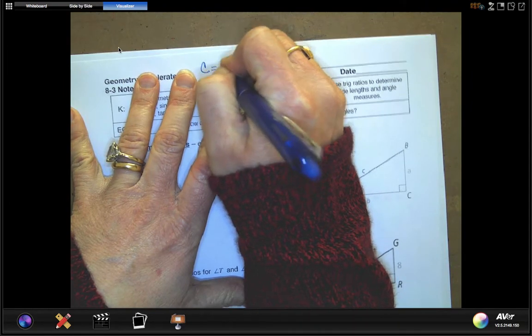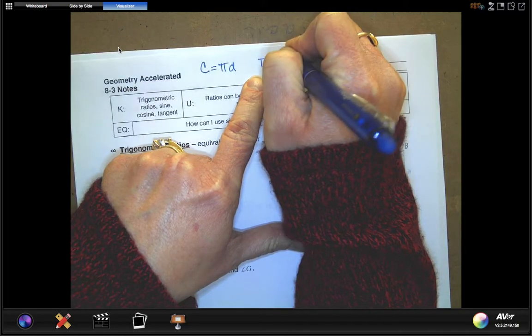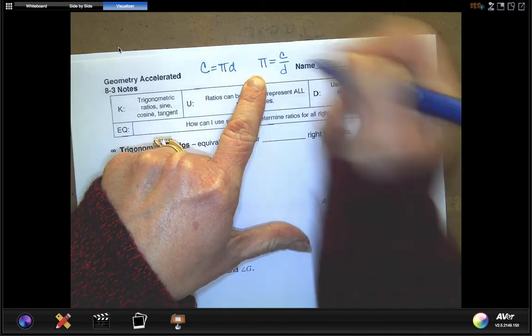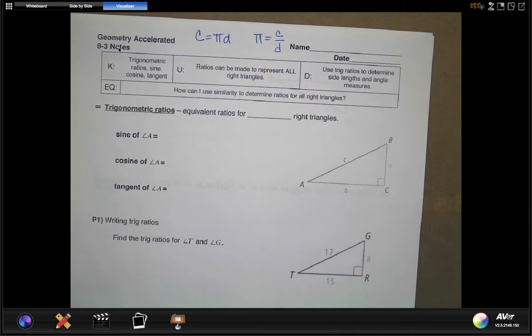All right, so here we are in section 8.3. Okay, so what I want to start off by saying to you is just reminding you, if I talk about the circumference of a circle, the circumference of a circle is pi d. So if I solve this for pi, I get circumference over diameter. So what I'm trying to say to you is that pi is just a ratio. Pi is always the ratio of a circle's circumference to its diameter.